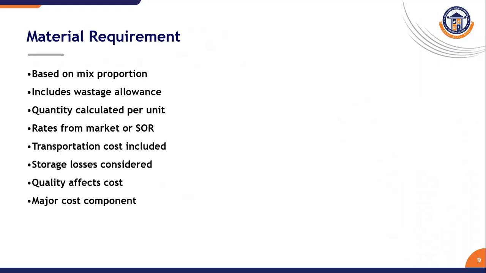Material requirement. Material requirement is calculated based on the mix proportion and specification. Wastage allowance, transportation charge and handling losses are also considered. Material rates are taken from market survey or schedule of rates. Accurate calculation of material requirement is essential, as material contributes significantly to the total cost.